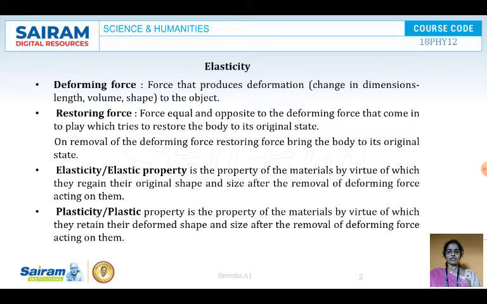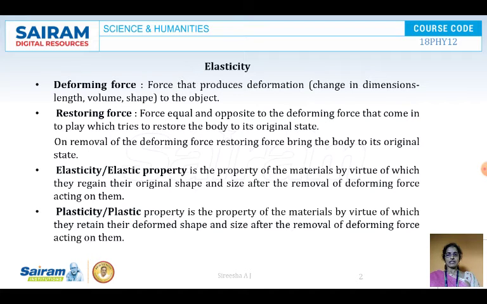You can see this with a simple case of a rubber band, where the application of force causes the body to change in its dimensions, in length, volume or shape, and on removal of the deforming force, it tries to regain its original state. This phenomenon is called elasticity.